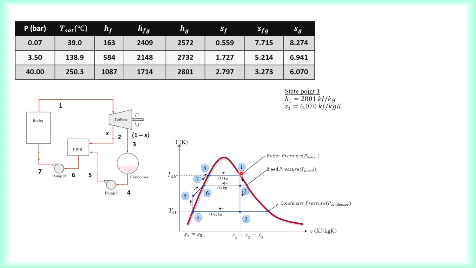So first we start with state point 1, which is dry saturated at the pressure of 40 bar, which is the boiler pressure. From the table, you search 40 bar and look for Hg, the enthalpy of the dry saturated vapor. So you have 2801. So H1 equals Hg at 40 bar, and S1 equals Sg at 40 bar, which is 6.070. Remember, state point 1 to 2 and from 2 to 3 undergo isentropic expansion. So in the TS diagram the entropy is constant, and we can make use of the entropy of state point 1 to find the dryness fraction at point 2 and at point 3 later on.